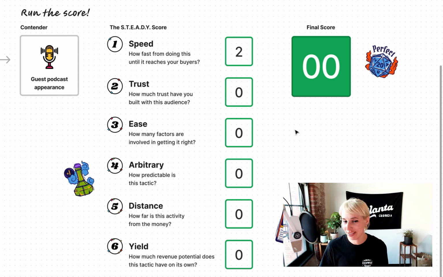When it comes to trust, how much trust have you built with this audience? In the case of a podcast, it's a pretty high trust space. The podcast host is passing their trust onto you. It's really similar to a referral in that way. So this is a high trust activity. We're going to give this a 3.